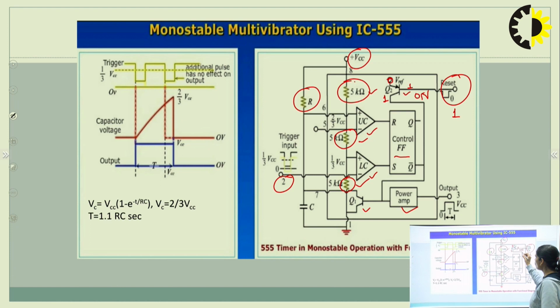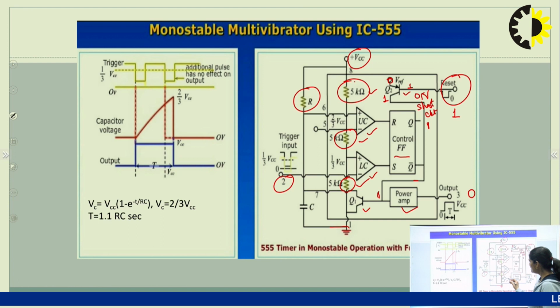So the output for this transistor is equal to 1, which means 1 is connected here. If the input of this power amplifier is 1, then your output is 0. And if it is 1, your transistor Q1 is also on, and Q1 is connected to this capacitor C, which is connected to ground. It means Q1 is on and connected to the capacitor, so the capacitor voltage will be equal to 0, meaning the capacitor discharges.